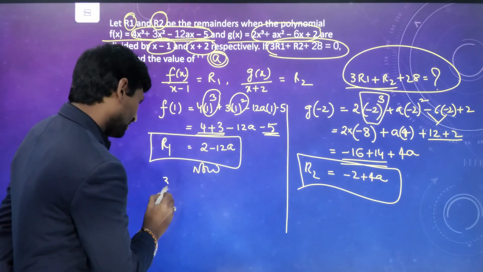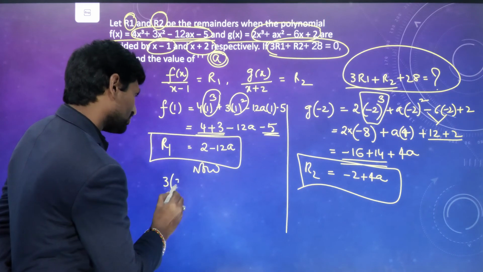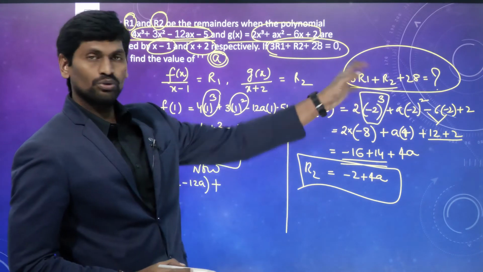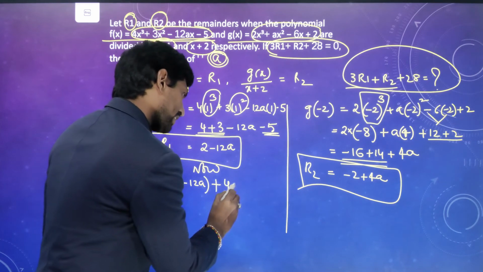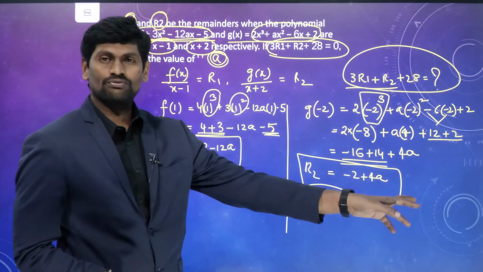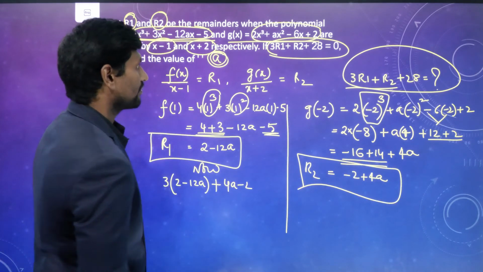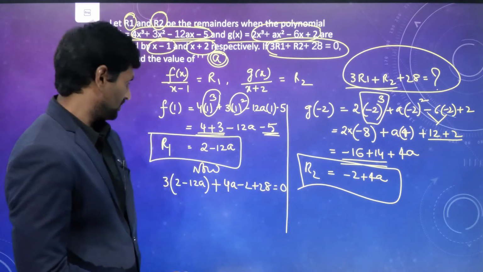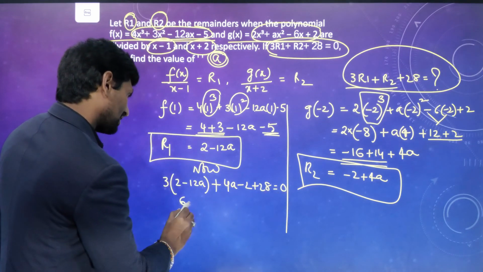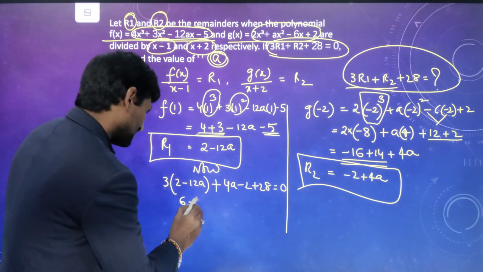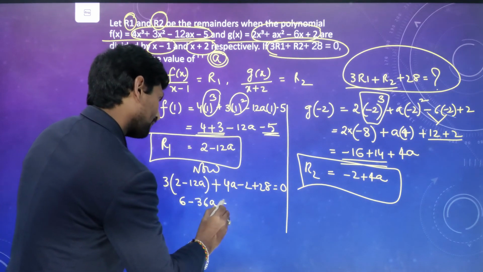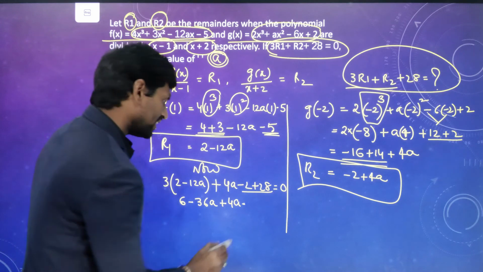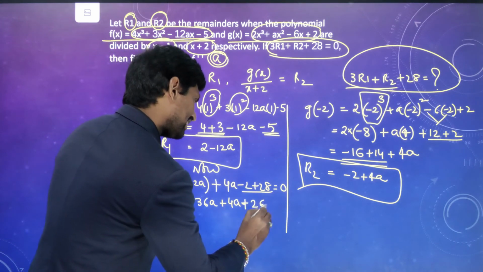Substitute: 3 into R1. The R1 value is 2 minus 12a, plus the R2 value. The R2 value is 4a minus 2, which is the same as minus 2 plus 4a. Plus 28 equals 0. 3 2's are 6. 3 12's are 36a, plus 4a. Minus 2 plus 28 is nothing but plus 26, equals 0.